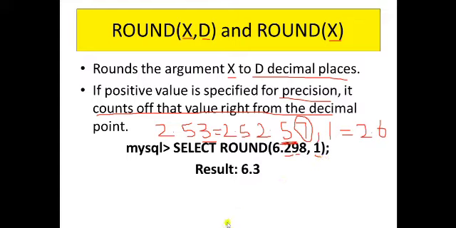In the same way, the precision is 2 here. In place of 1, if we had 2 here, we will need 2 decimal places. So 6.29. This is 8, so this number will increase because this is greater than 5, so it will be 6.30. Hope it is clear to you. So if this value is 2, this will increase.